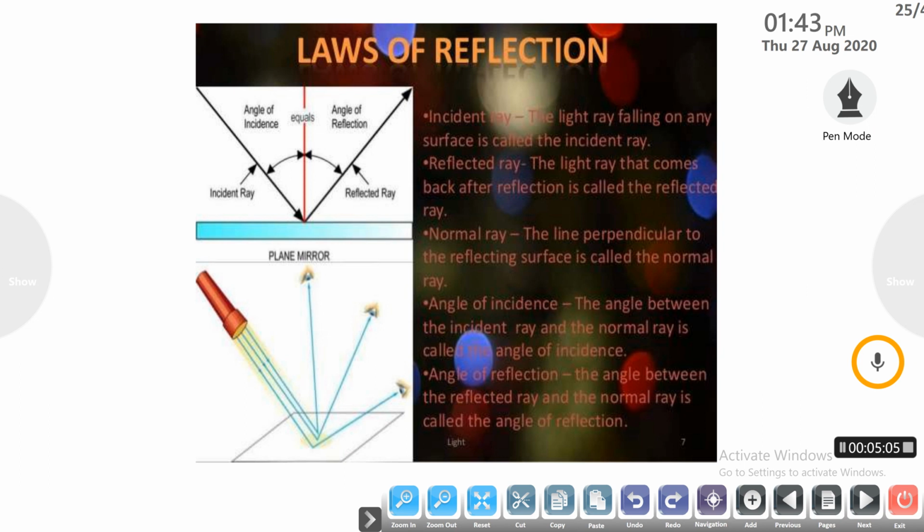The next is the laws of reflection. We have seen the reflection in plane mirror and spherical mirror. The reflection is different in case of plane mirror and different in case of spherical mirror, but the laws of reflection are same for all.